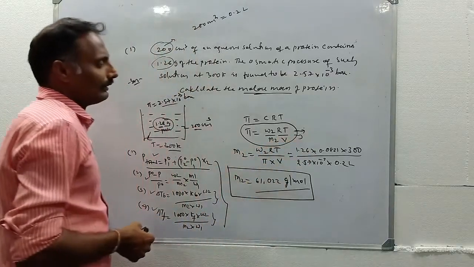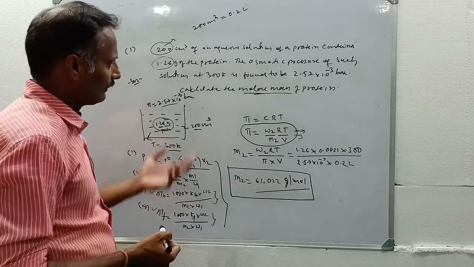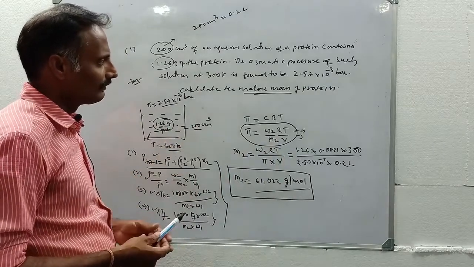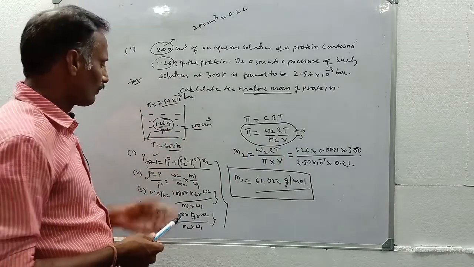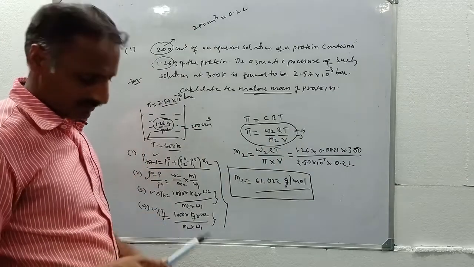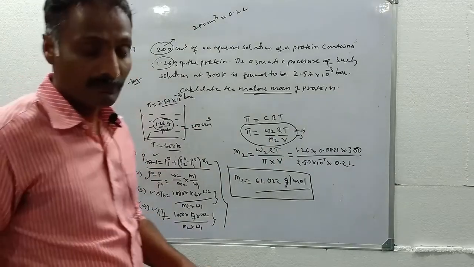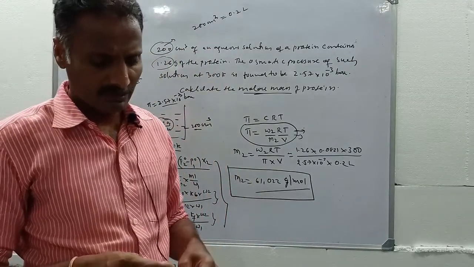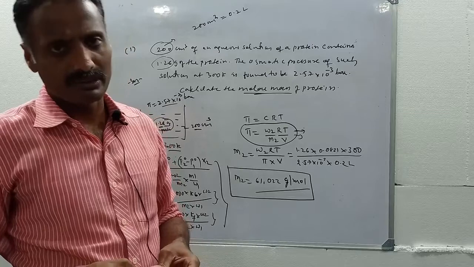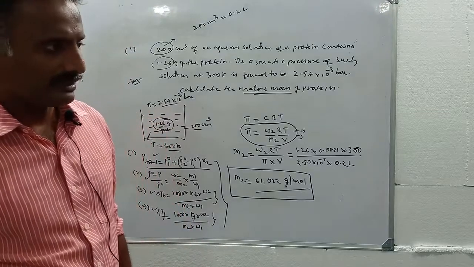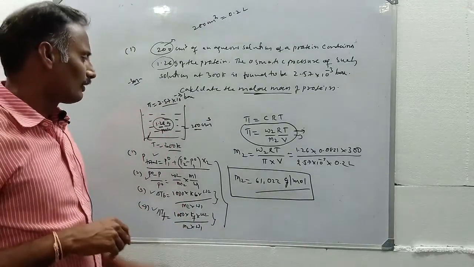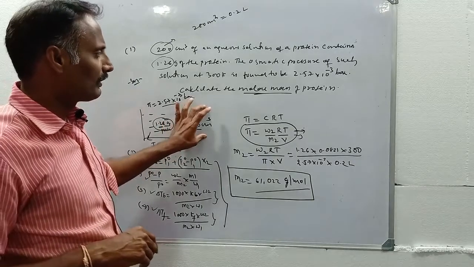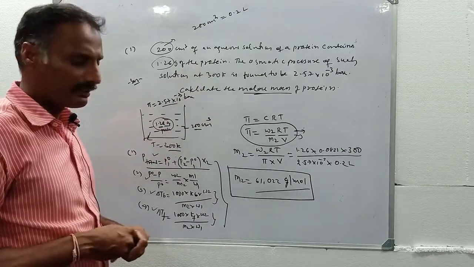I hope you are understanding these concepts very well. There are 4 types of colligative properties: relative lowering of vapor pressure, elevation of boiling point of solution, depression of freezing point of solution, and osmotic pressure. Colligative property values depend upon the number of solute particles, irrespective of their nature.